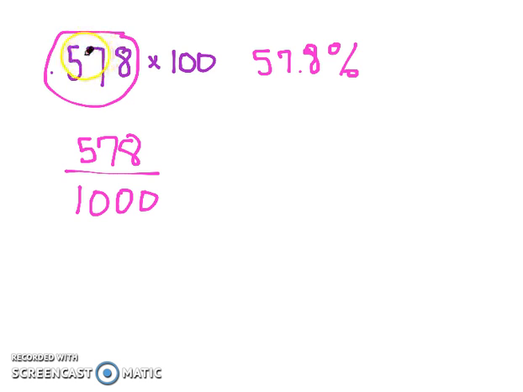Hundredths is here, and our 5 is in the tenths. Now I can simplify this. I know that they're both divisible by 2 because they're even, so I'll start there. 289 over 500, and we're done.